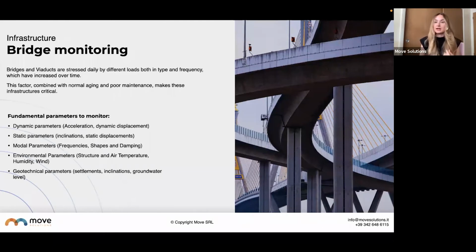We have the air temperature, the wind, the humidity. We have settlements, groundwater. There's a lot of other factors that go into monitoring the structure. It's not just about the structure, but we try to work towards what is causing the change in the structure. So a lot of the times looking at the environmental and the geotechnical parameters, we're able to do so.